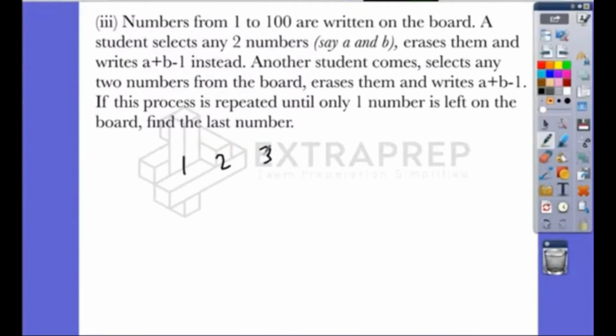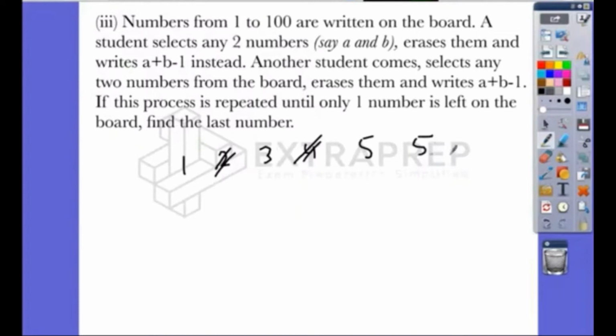So 1, 2, 3, 4, 5. I've taken only 5 numbers so that it will be easier for you to understand. So a student selects any two numbers, erases them. Let's select 2 and 4. Erase them, or I'll cancel them so that it will be easier for us to understand. 2 and 4 are erased. And you write what? A plus B minus 1. 2 plus 4 minus 1 is 5.